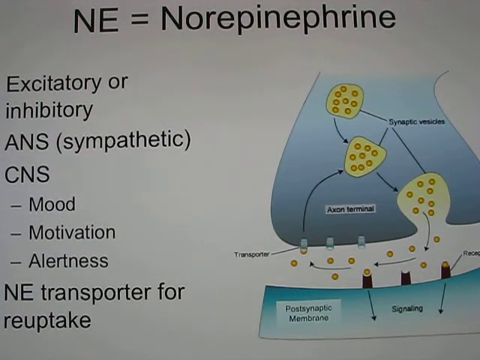Norepinephrine is another neurotransmitter mainly used by your autonomic nervous system, especially the sympathetic nervous system. It will affect your mood, your motivation, and also alertness, because that's the sympathetic nervous system.